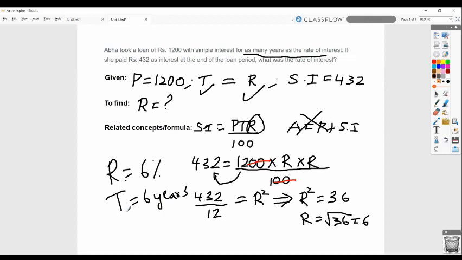See, simple interest became simple just by following these 3 steps: first jotting down what is given, then understanding what is to be found, then writing the related concepts or formulas and deciding which formula to pick up to solve your problem. Any problem in mathematics can be solved using this same approach. Given, to find, and related concepts and formulas. I hope this helps. You can apply this technique to any of your problems other than simple interest as well.